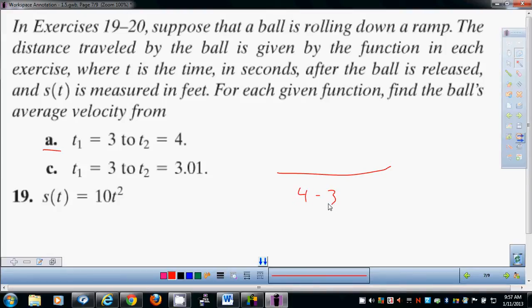It doesn't matter which order you put them in. I just always put the second one first. Where am I going to get my x values? Plugging them in. Marco, what would I do without you? 4 squared times 10 is 160. 3 squared times 10 is 90. 70 over 1 gives you an average rate of change of 70. Now, let's see. We were going in feet per second. Feet per second.